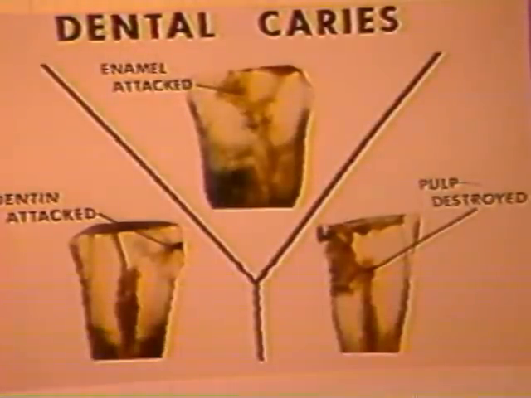Dental caries can be described according to how deep it has progressed and what dental layers have been affected. The diagram shows three stages of progression, first involving the enamel on the surface. Then, as the decay process progresses, the caries enter the dentin, and if left untreated, the disease process reaches the living tissue of the pulp and destroys it.